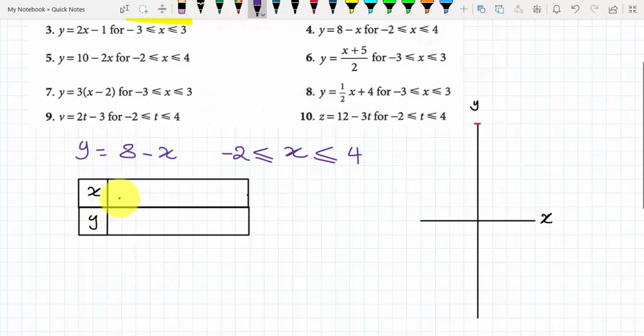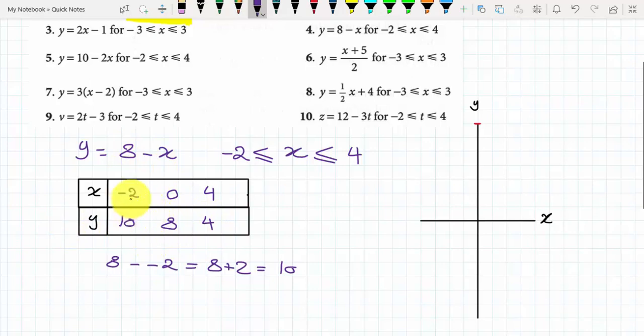If we put negative 2 in place of x, we will have something like this: 8 minus negative 2. Minus minus will be plus. It will be 8 plus 2, which is 10. Then when x is negative 2, y is 10. If we put 0 in place of x, 8 minus 0 is just 8. If we put 4 in place of x, 8 minus 4 is 4.